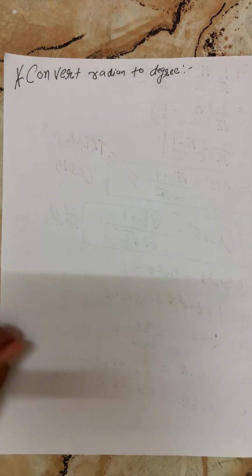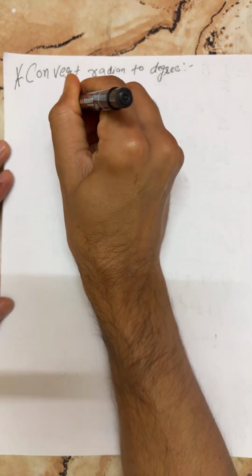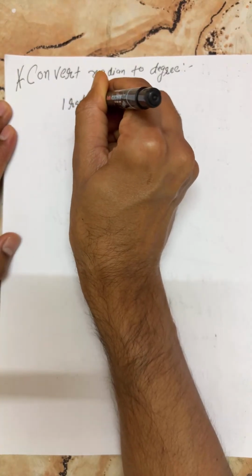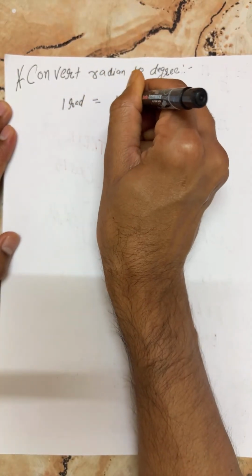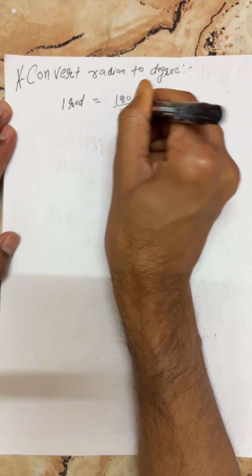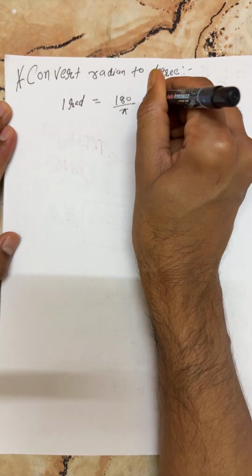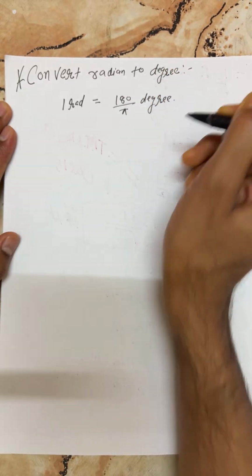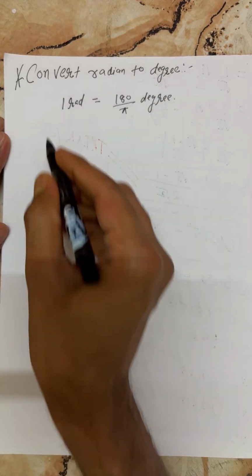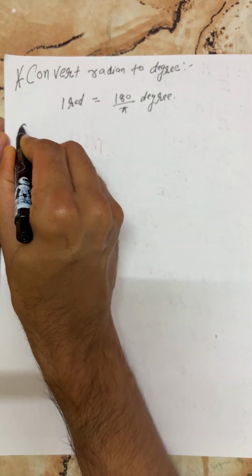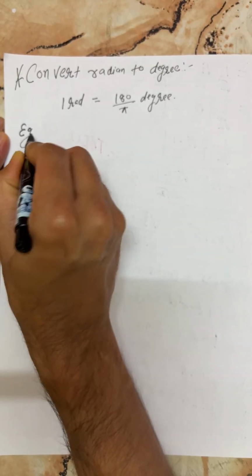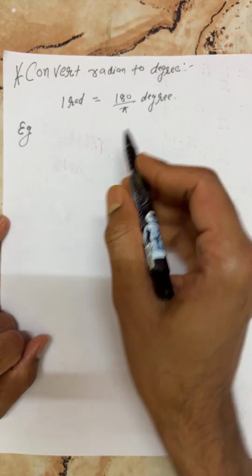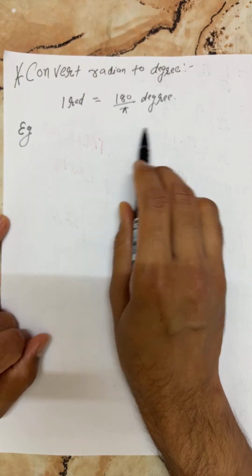Okay, students, 1 radian is equal to 180 by pi degree. Now I'm going to give you a few examples so that you can easily understand. 1 radian is equal to 180 by pi degree.